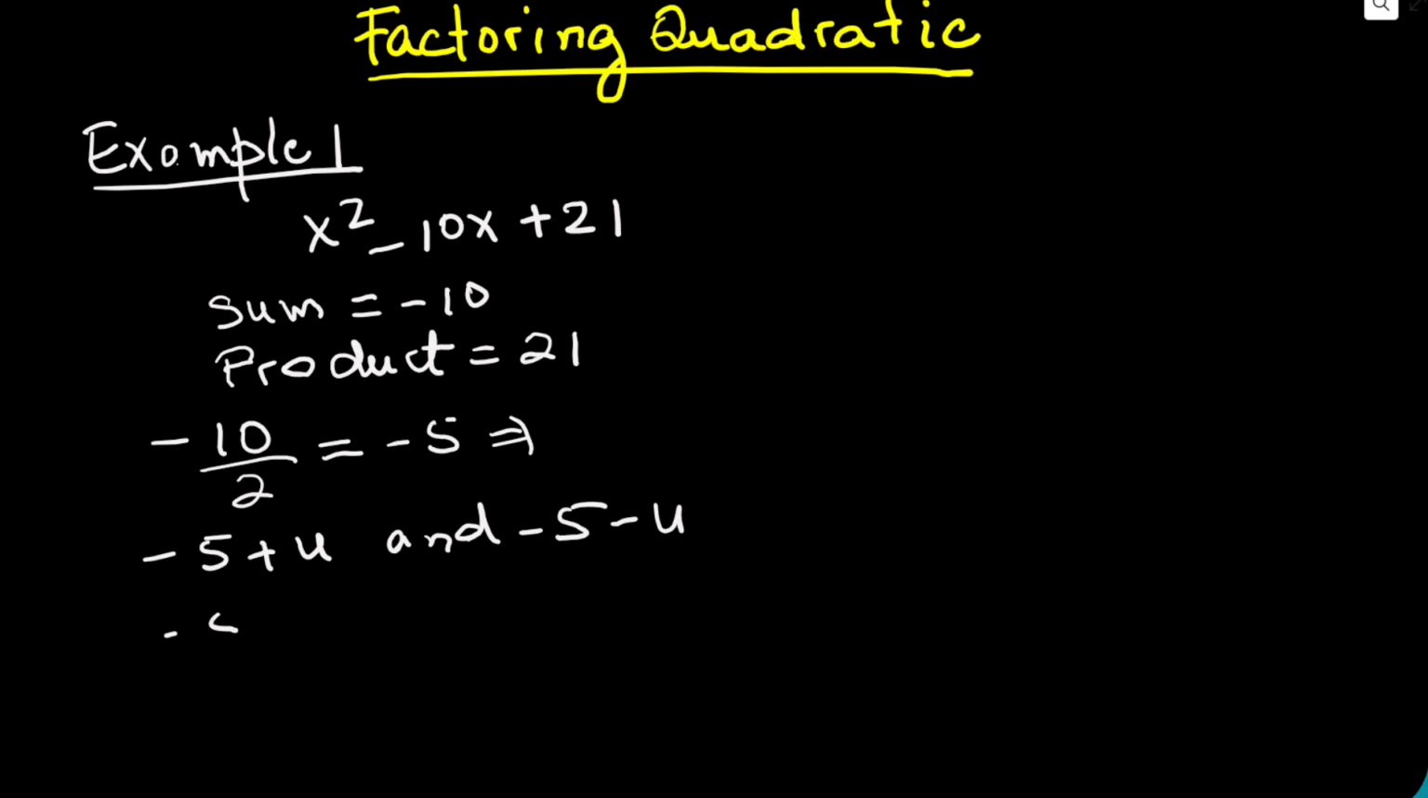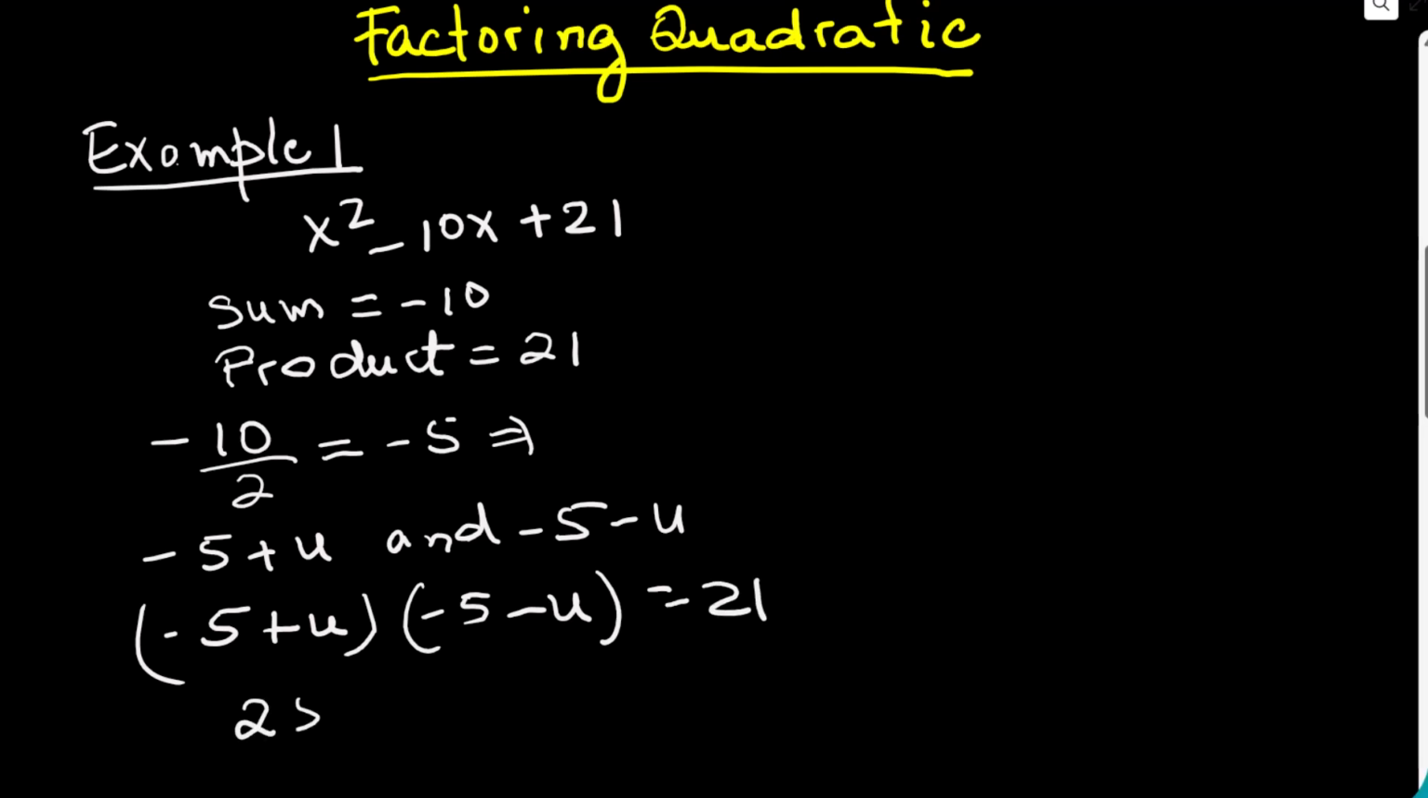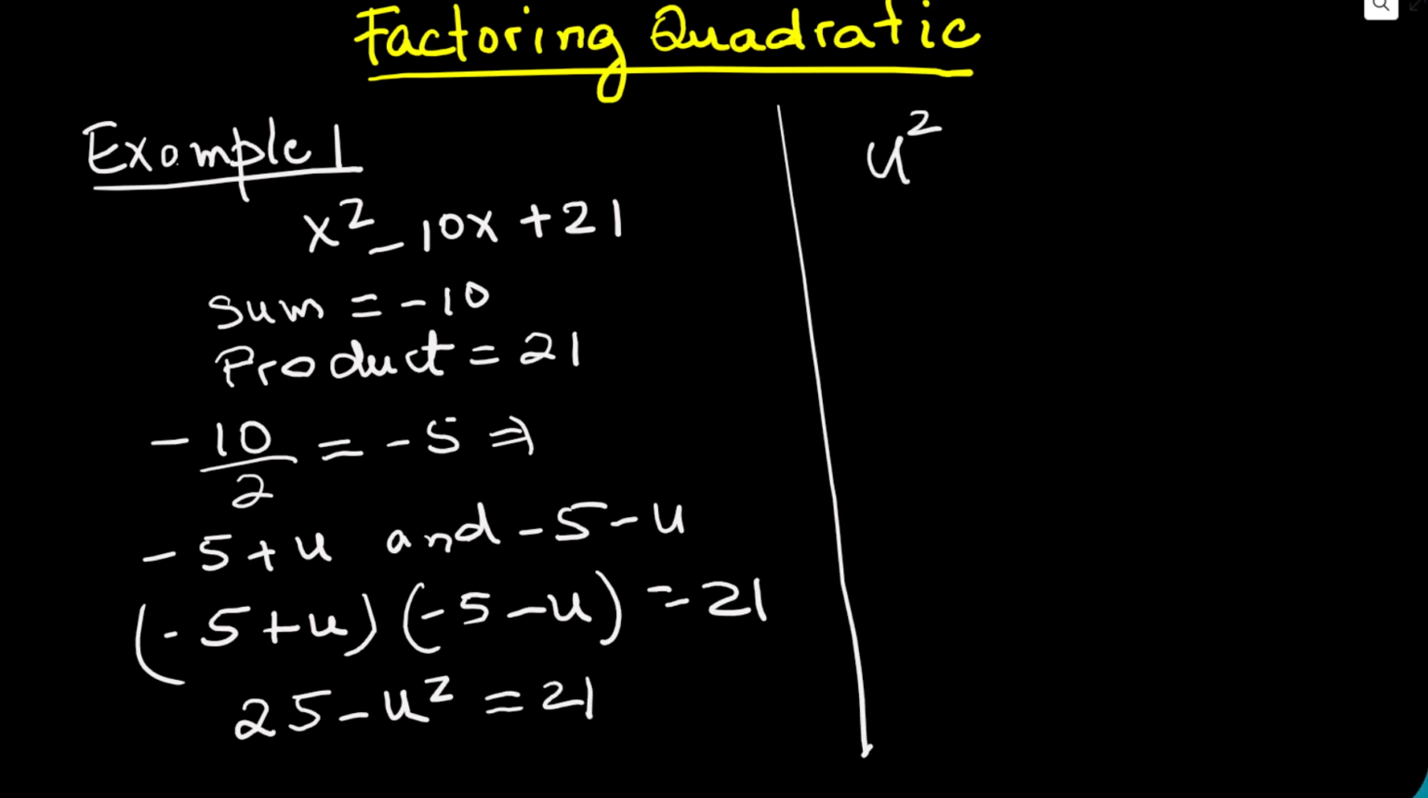Their product is negative 5 plus u times negative 5 minus u equals 21. 25 minus u squared equals 21. So u squared equals 25 minus 21. u squared equals 4. Take the square root of both sides, and we have u equals 2.